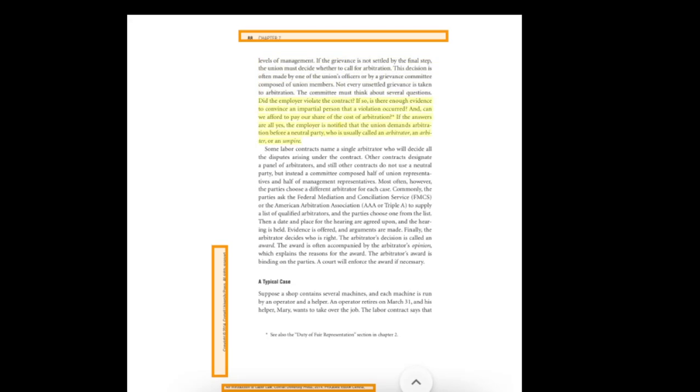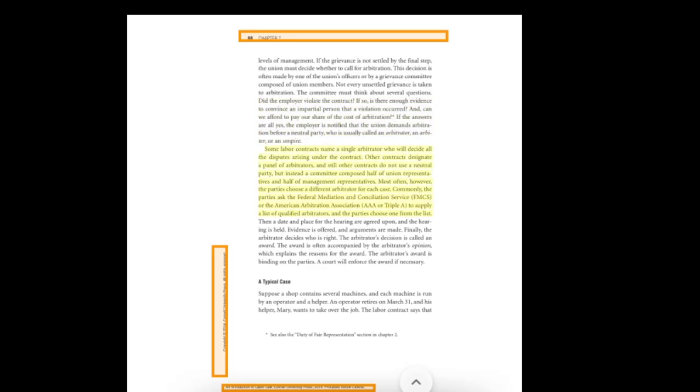Did the employer violate the contract? If so, is there enough evidence to convince an impartial person that a violation occurred? And, can we afford to pay our share of the cost of arbitration? If the answers are all yes, the employer is notified that the union demands arbitration before a neutral party, who is usually called an arbitrator, an arbiter, or an umpire.